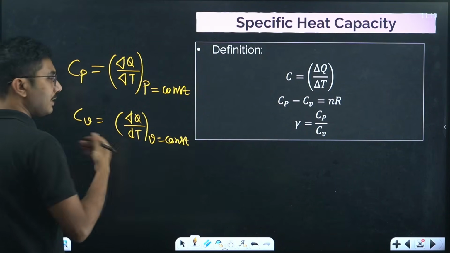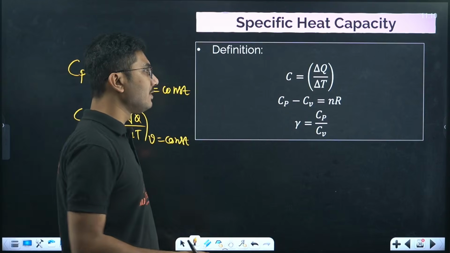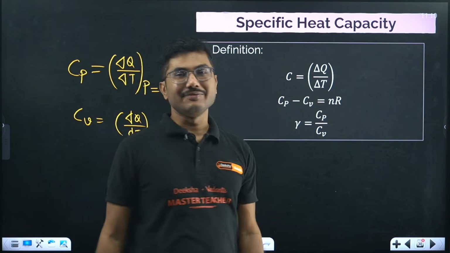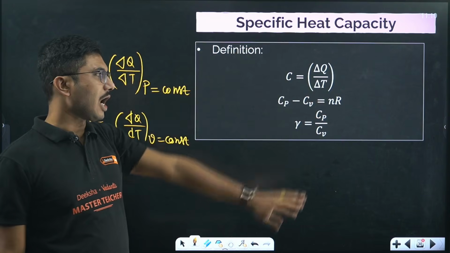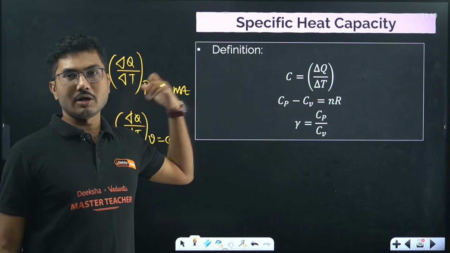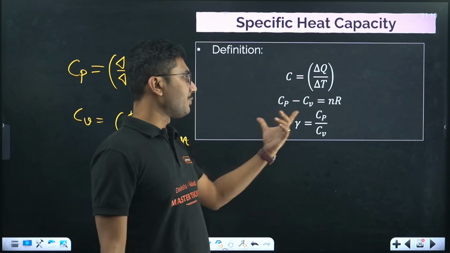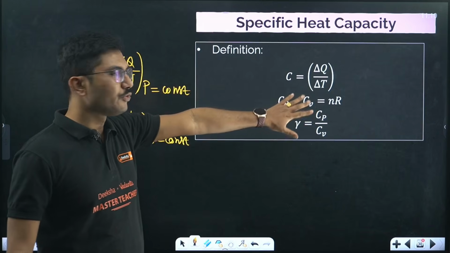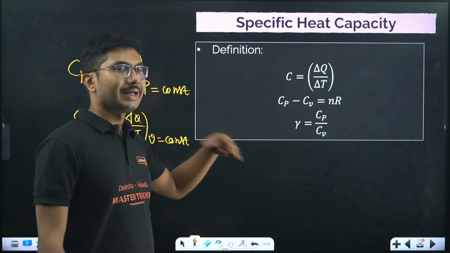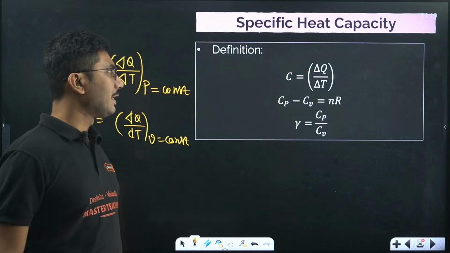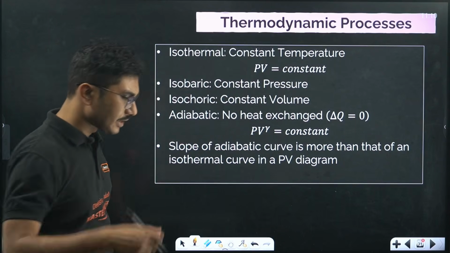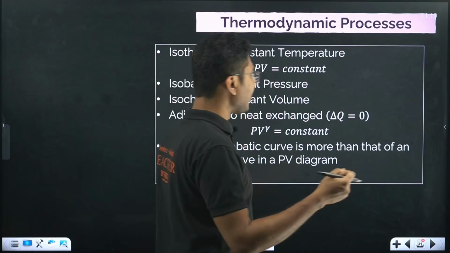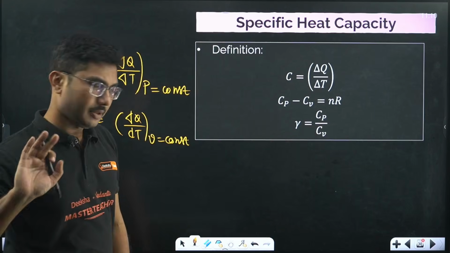Generally Cp is always greater than Cv, and Cp minus Cv equals nR. For 1 mole of gas, it equals R. And gamma is called the ratio of specific heat capacities. There are a few more formulas based on this. We will again discuss that, as I mentioned, in the next chapter. Now, thermodynamic process. Let us understand a few thermodynamic processes. Maybe I will repeat this again in the next chapter, don't worry.